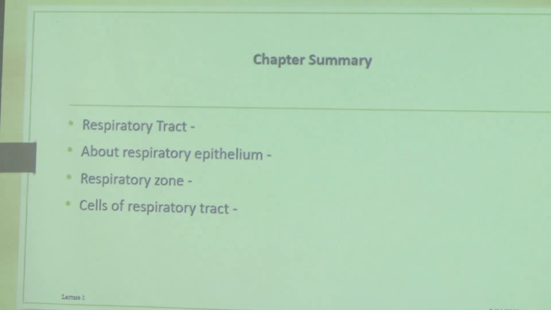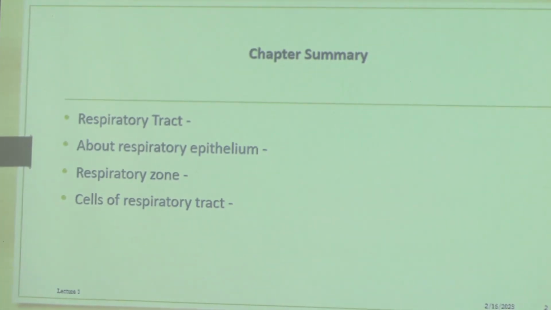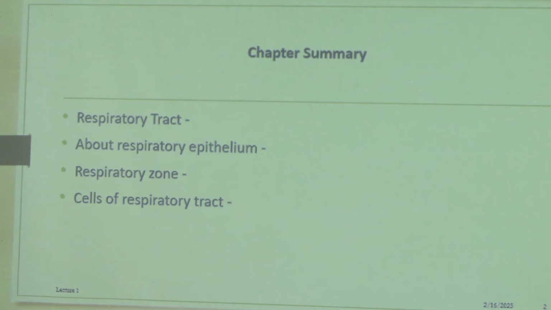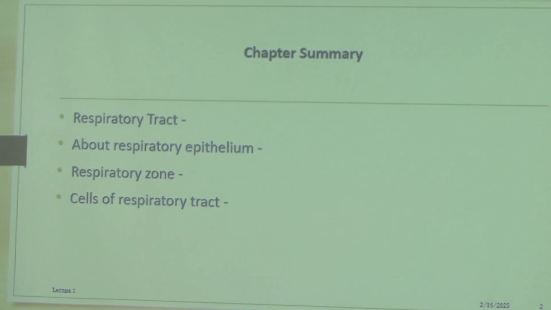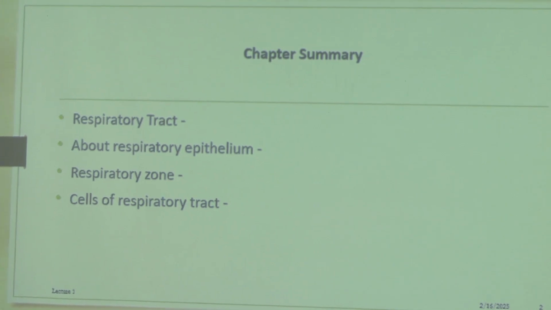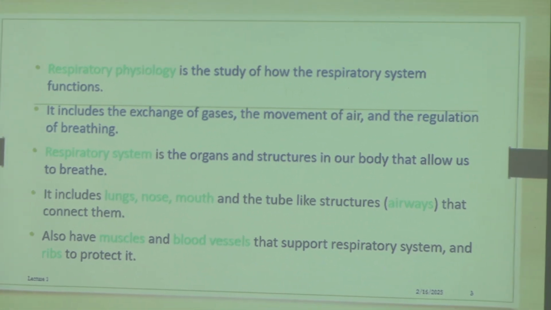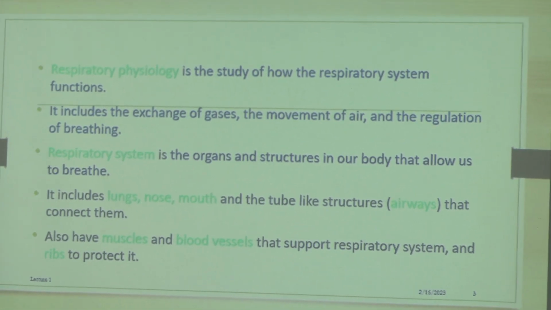I'll discuss the various types of respiratory epithelium. We'll discuss the respiratory zone and the different types of cells involved in the respiratory tract. That also I'll discuss. And other than this, I'll discuss various types of non-respiratory functions of the respiratory system. Let's start with the very basic concept, that is respiratory physiology.